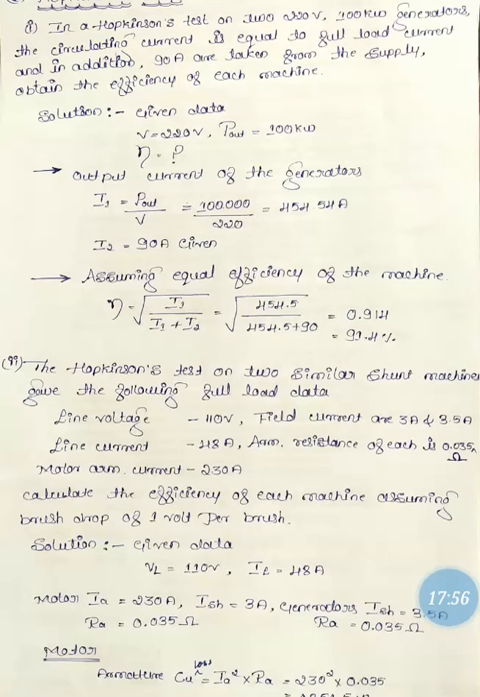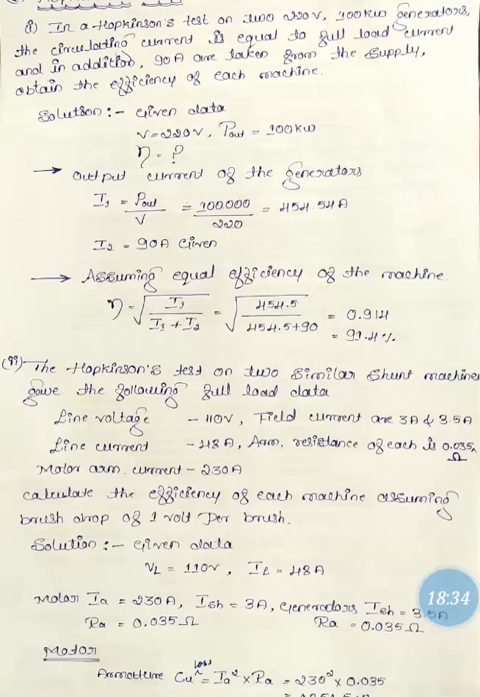First you write down the given data, that is V is equal to 220 volt supply voltage, then output power is given, that is 100 kilowatt, then efficiency we need to calculate. Output current of the generator is to be calculated as I1 is equal to P out divided by V. P out is given, that is 1 lakh watt divided by 220 volt, the supply voltage. Then output current of the generator is 454.54 ampere. Then the input current of the motor is given, that is 90 ampere.